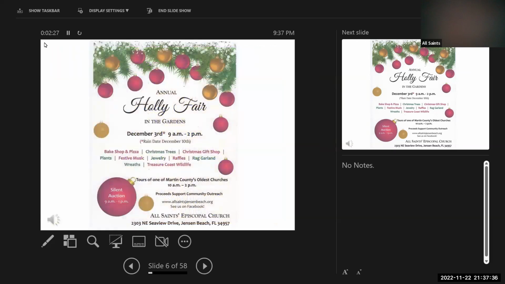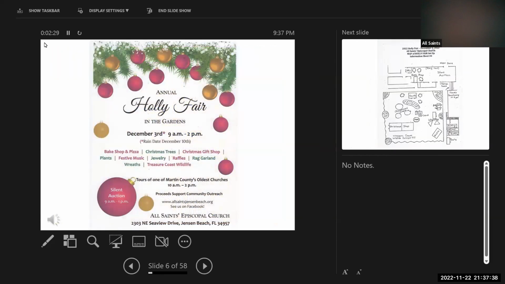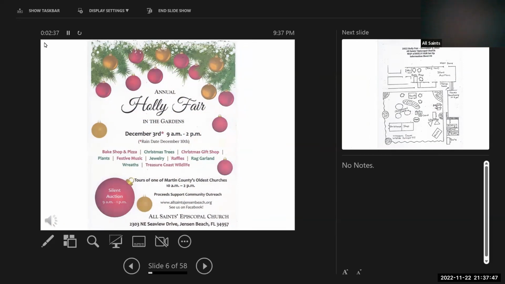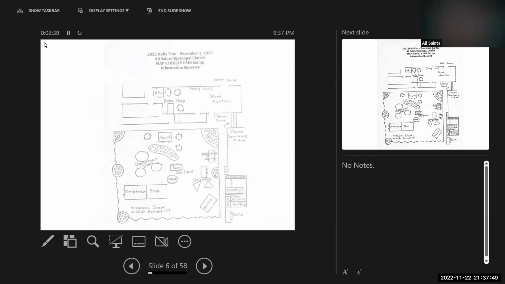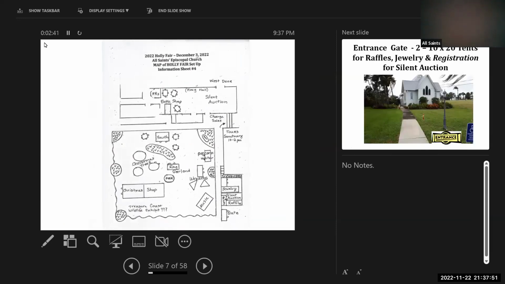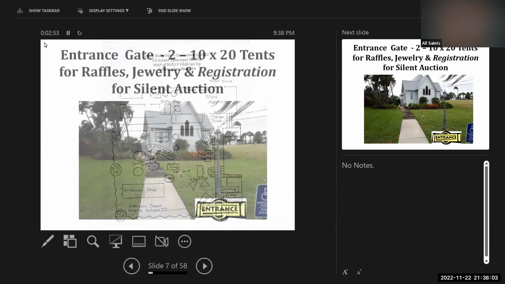This is our flyer for this year. And this has a little pointer, but when it goes on the screen for some reason, it disappears. This is our layout, and you're going to get this by email. I can't say any more about it because I can't use the pointer. This is where we're going to have the entrance gate, the jewelry, the registration for the silent auction, and the raffles will all be up front.